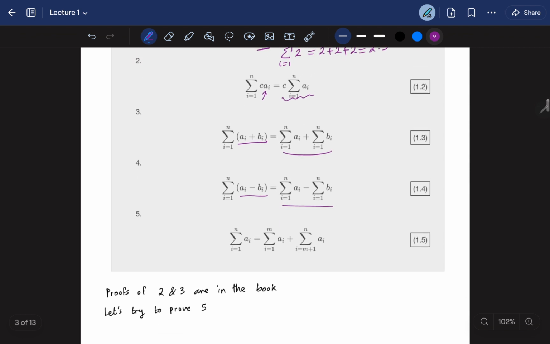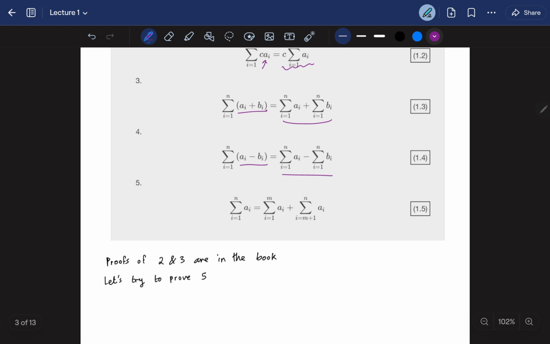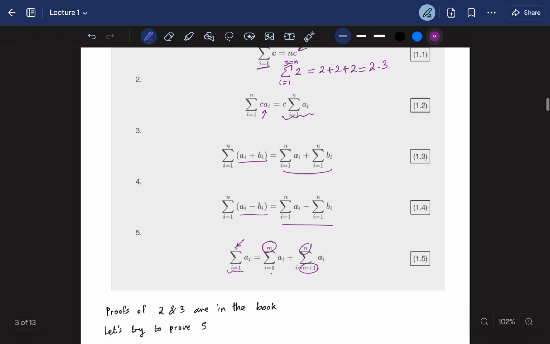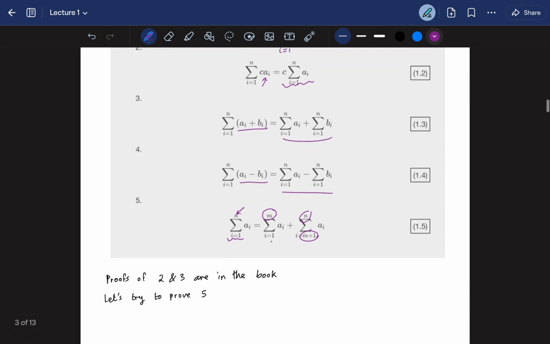And lastly, if I have a sum where I goes from 1 up to N, I can just split it. With M less than N, I'll split it into a summation from 1 up to M, and then the summation from M plus 1 up to N. So these are very helpful properties that we're going to use throughout the semester.